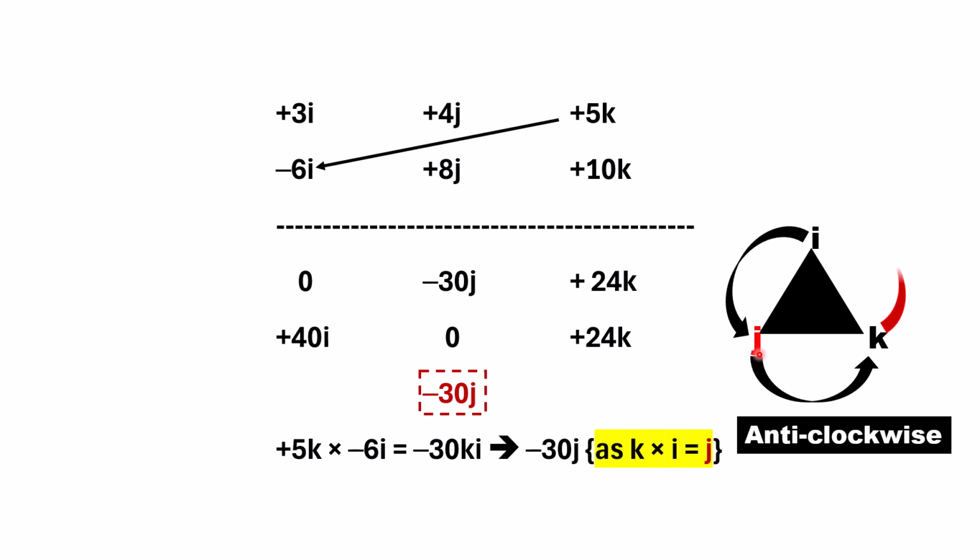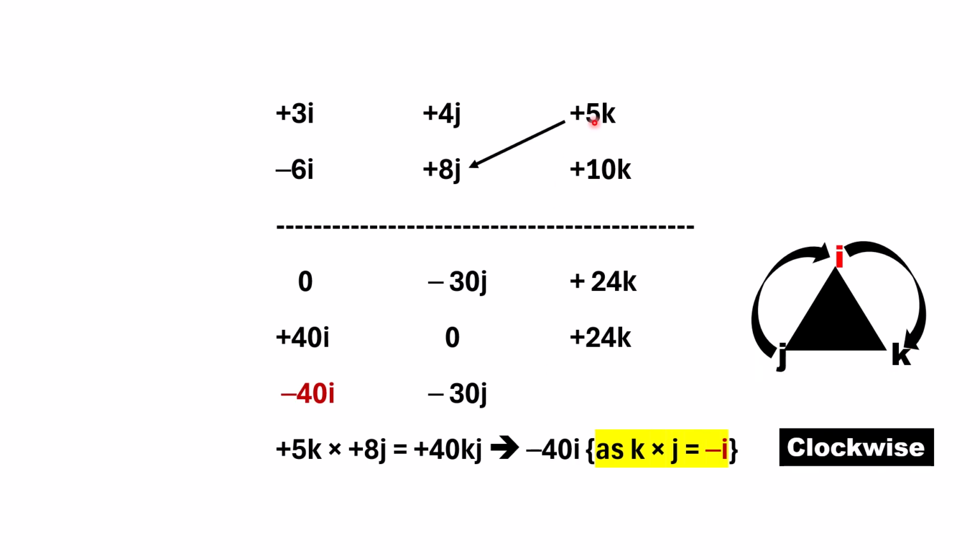Now k into i, look at the red arrow animation. K into i will give you plus j, because you are moving in the anti-clockwise direction, right? So you will get positive j, plus j, and the magnitude was minus 30. So minus 30 into plus j is minus 30j. Put minus 30j under the j column, and then we proceed with the next step in the multiplication.